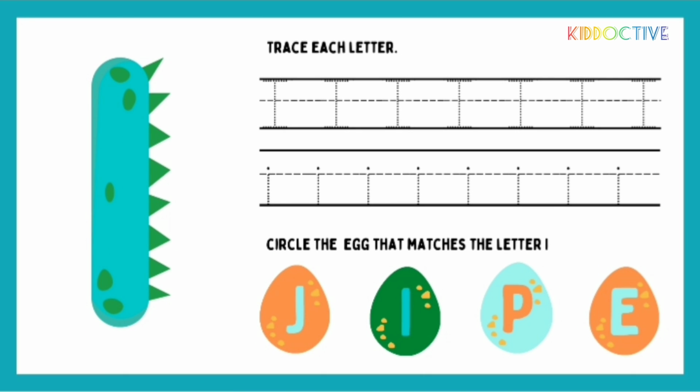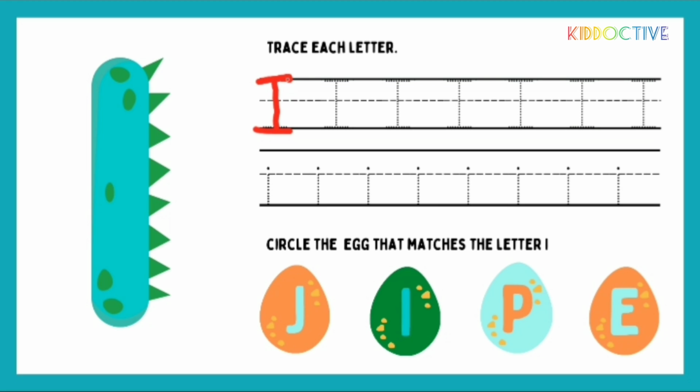Now comes letter I. We are going to trace the letter I. How are we going to write this? One standing line, two sleeping lines, one at the top, one at the bottom. Okay. Now we are going to write the small letter I. Standing line with a dot at the top.